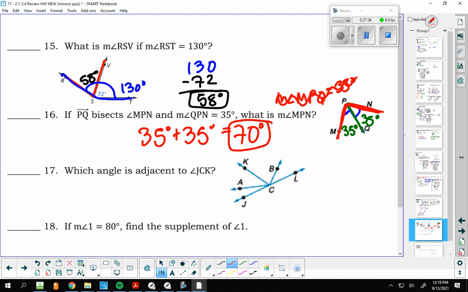Which angle is adjacent to angle JCK? Adjacent means you share a common vertex and a common side. There's actually two right answers here. If it shares a common side, it has to share this side. KCB. KCL too also. KCL is also an option. Angle KCL. Yep. You can do either. On your multiple choice, there's probably only going to be one of those.